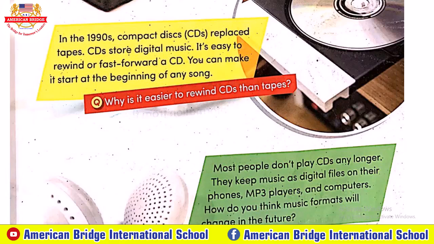In the 1990s, compact discs (CDs) replaced tapes. CDs store digital music. It's easy to rewind or fast-forward a CD. You can make it start at the beginning of any song. Most people don't play CDs any longer. They keep music as digital files on their phones, MP3 players, and computers. How do you think music formats will change in the future?